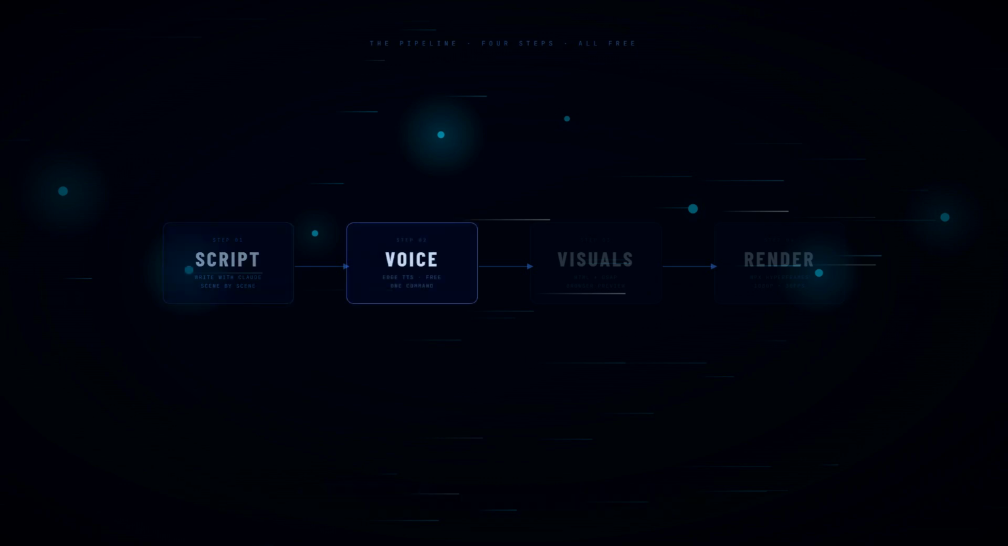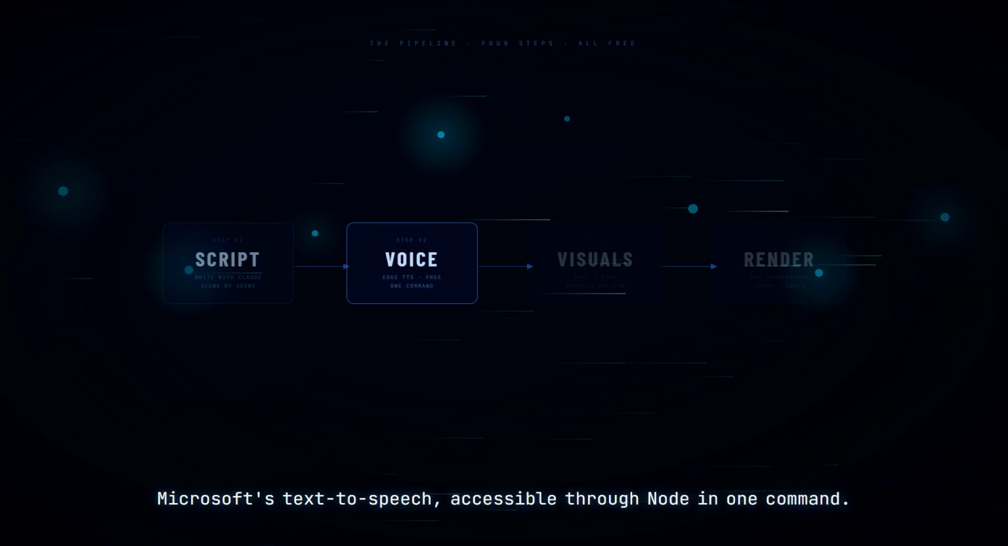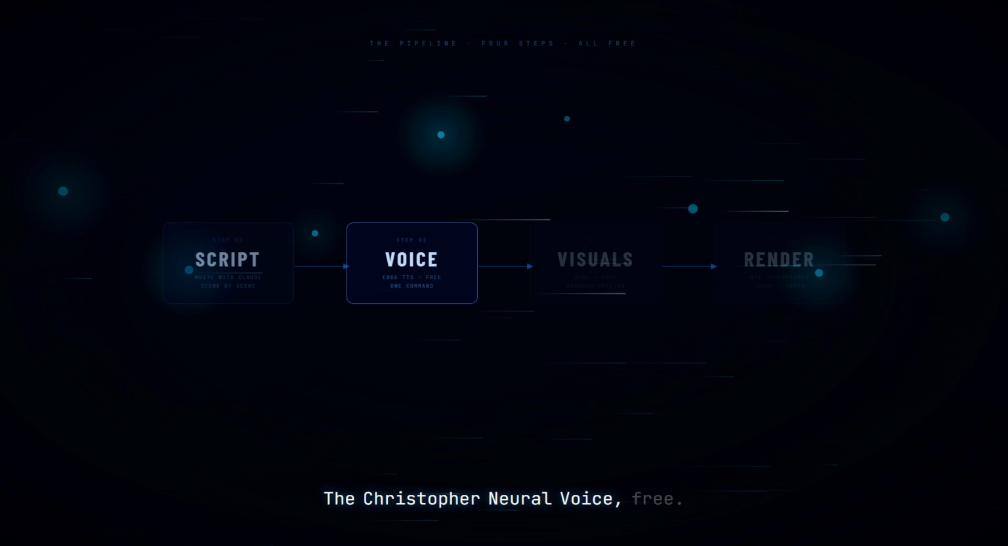Step 2, voice. Microsoft's text-to-speech, accessible through Node in one command. The Christopher Neural Voice. Free. Generates the audio file in seconds. It doesn't sound robotic, it's clean enough that most people watching right now won't notice it's synthetic.